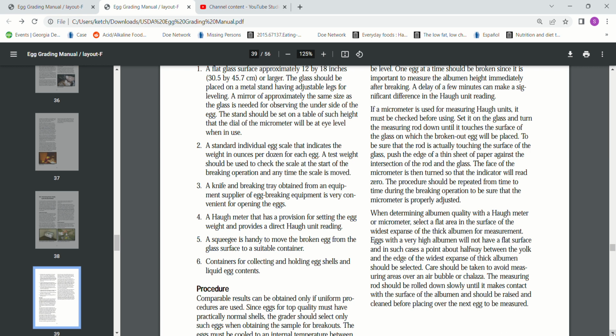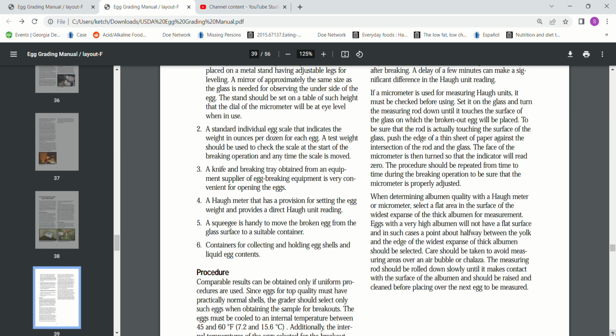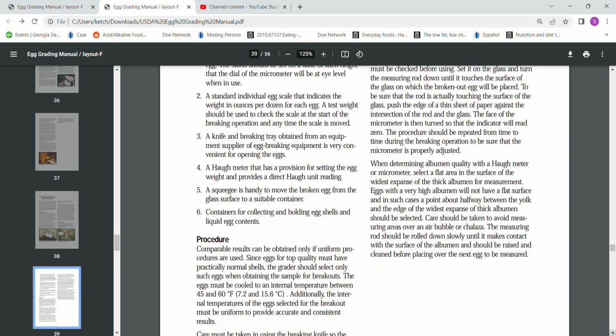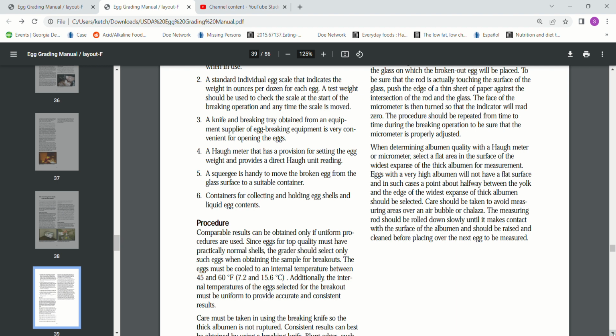If a micrometer is used for measuring Haugh units, it must be checked before using. Set it on the glass and turn the measuring rod down until it touches the surface of the glass on which the broken-out egg will be placed, to be sure that the rod is actually touching the surface of the glass. Push the edge of a thin sheet of paper against the intersection of the rod and the glass. The face of the micrometer is then turned so that the indicator will read 0. The procedure should be repeated from time to time during the breaking-out operation to be sure that the micrometer is properly adjusted.